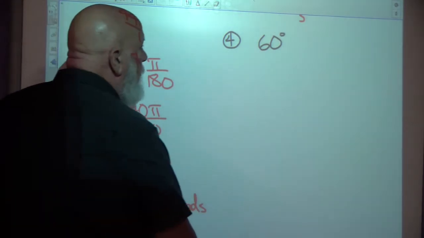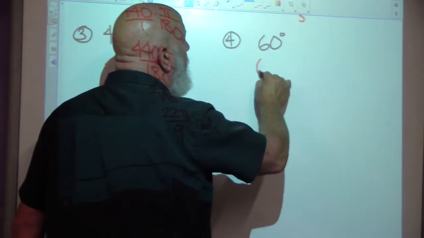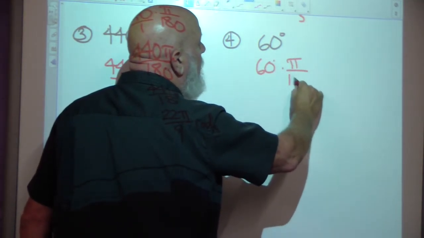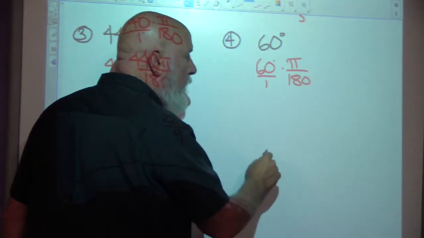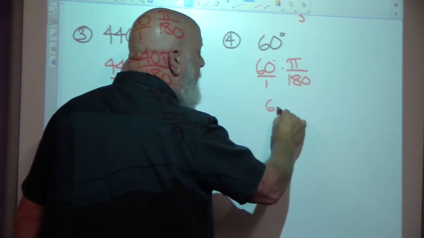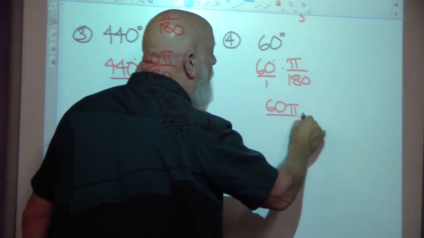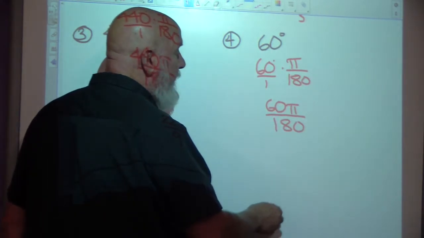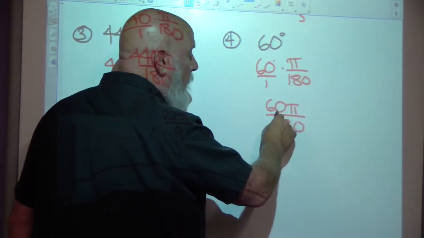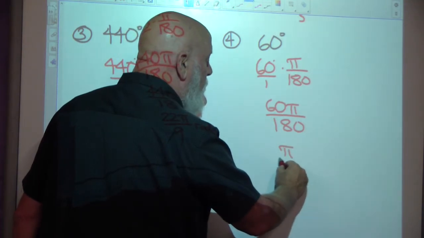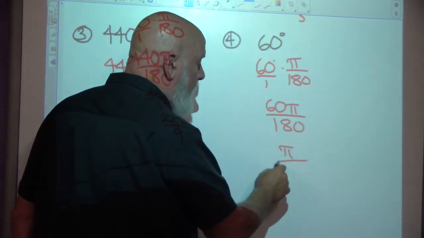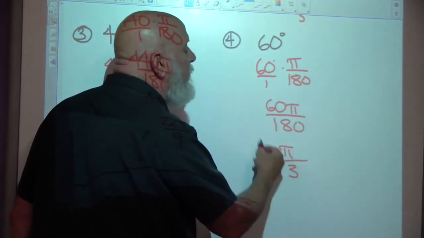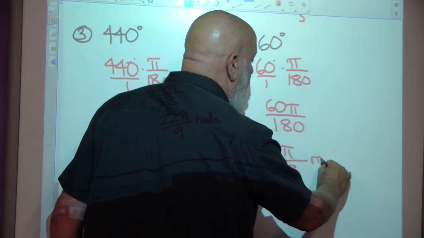Okay, and here's one. It should be fairly easy. I'm going to multiply that by pi over 180. Again, you can think of this as having a 1 under it. 60 times pi is 60 pi. 1 times 180 is 180. These will both divide by 60. If I divide this by 60, I get 1. 1 times pi is pi. If I divide this by 60, I'll get 3. So you can think of that as 1 pi over 3 or just pi over 3 radians.